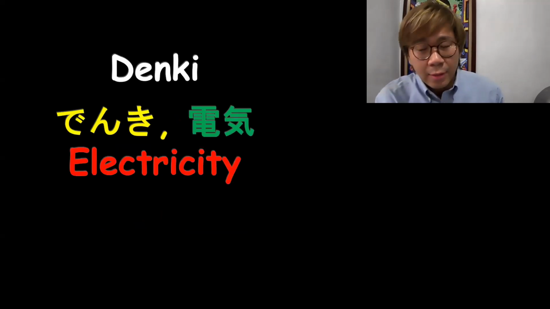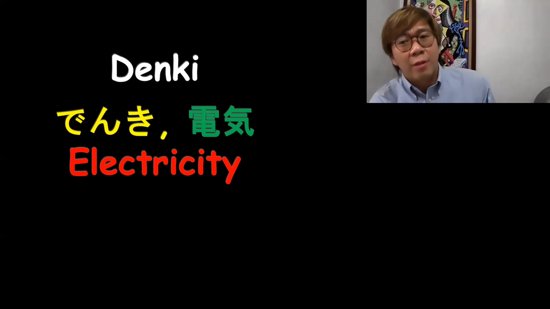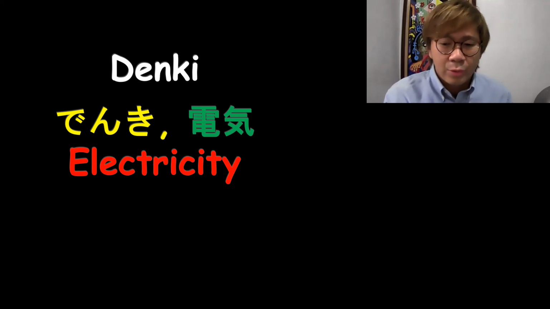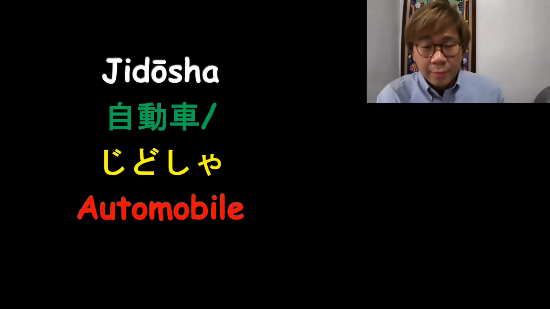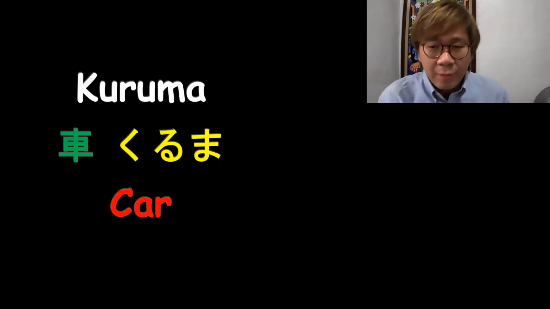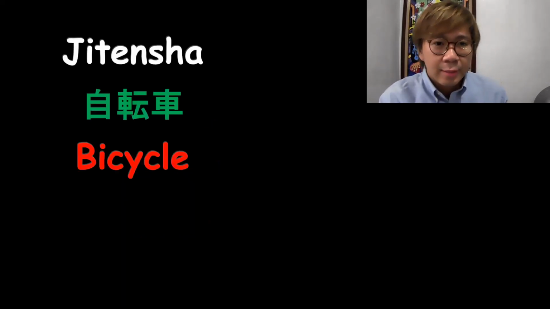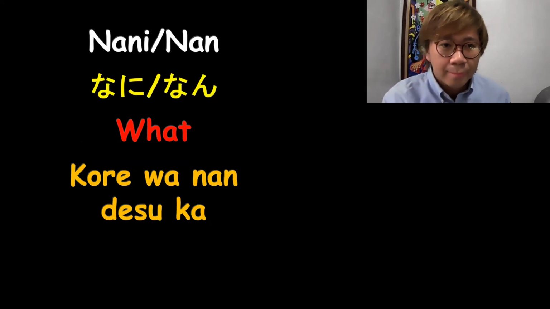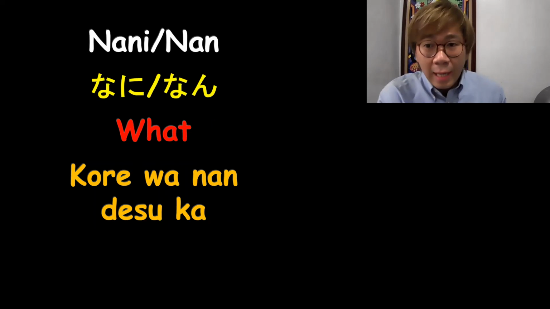Denki, electricity. So collectively, pwede rin siya mag-refer kung walang kuryente or pwede rin siya mag-refer dun sa light or ilaw. Okay? But collectively, it's electricity, power. So, okay? Jidosha. So it's automobile. Anything that is automobile is collectively called as jidosha. Okay? Now, to be specific, kuruma, that's car. Okay, kuruma is car. Next, jitensha. Jitensha, that's bicycle.